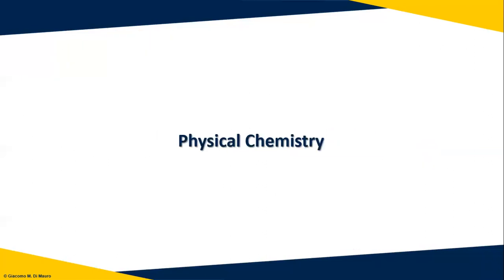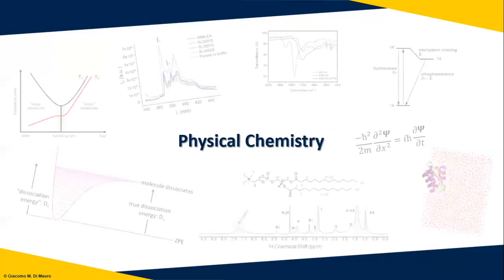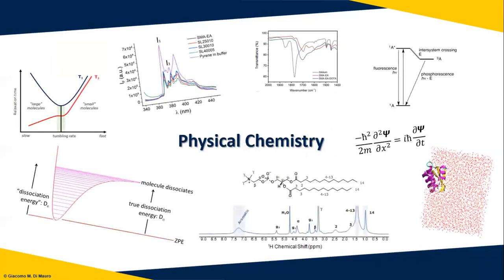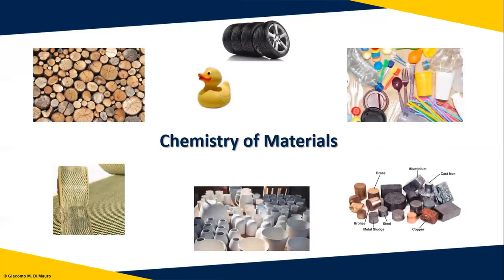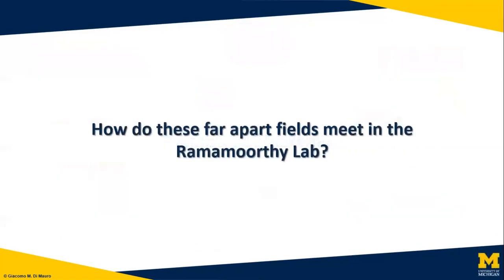If you think of physical chemistry, you might connect it to spectroscopy, the Schrödinger equation, the harmonic oscillator, and many more equations. Finally, what about chemistry of materials? It is usually associated with materials such as metals, semiconductors, ceramics, and polymers. But the real question is, how do these far-apart fields meet in the Ramamoorthy lab?